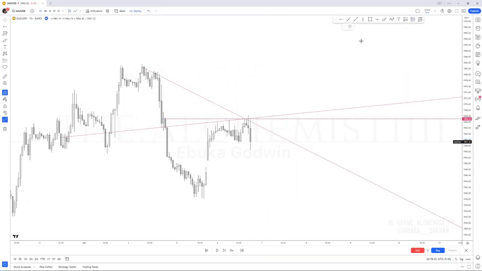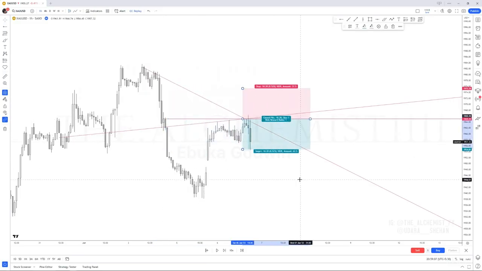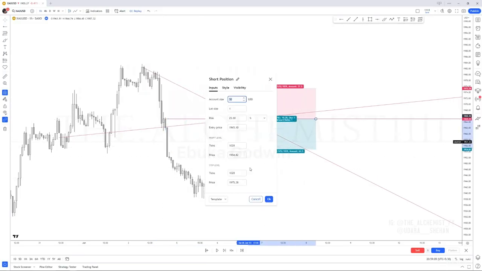What more do you need, right? 20 pip stop loss, 100 pip target. That's a 1 to 5. That is what I do. Okay, so look at this. 20 pip stop loss and 100 pip target.